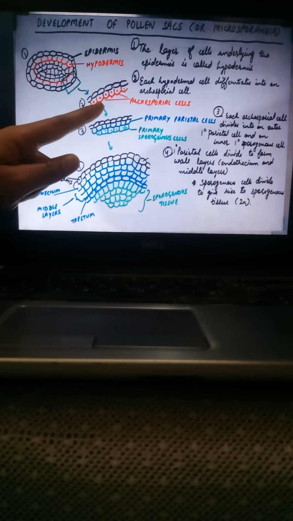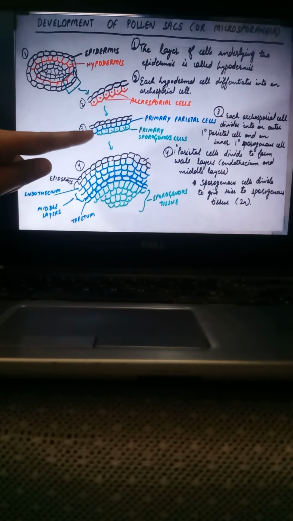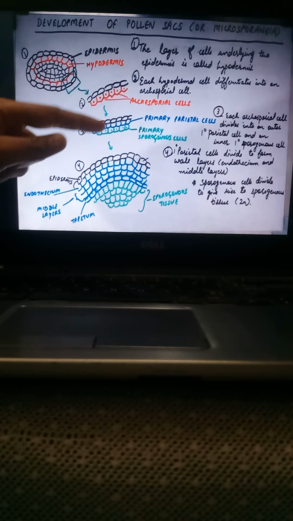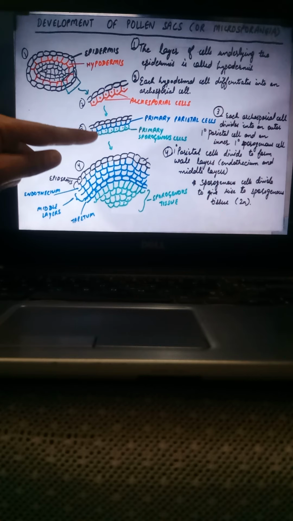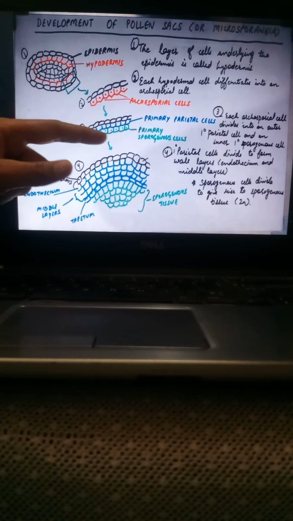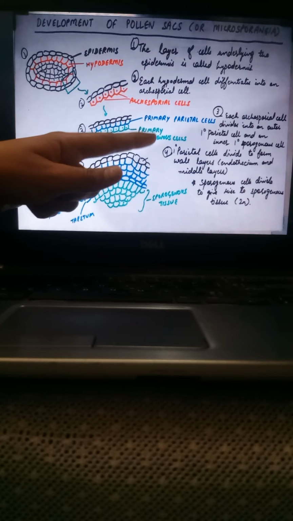You can see each hypodermal cell differentiates into an archesporial cell. Differentiation just means a rearrangement of some structures present inside the cell. So those archesporial cells have been formed. After that, each archesporial cell will divide into an outer primary parietal cell and an inner primary sporogenous cell. Parietal means outer. So the outer layer of cells is called primary parietal cells and the lower layer of cells is called primary sporogenous cells.